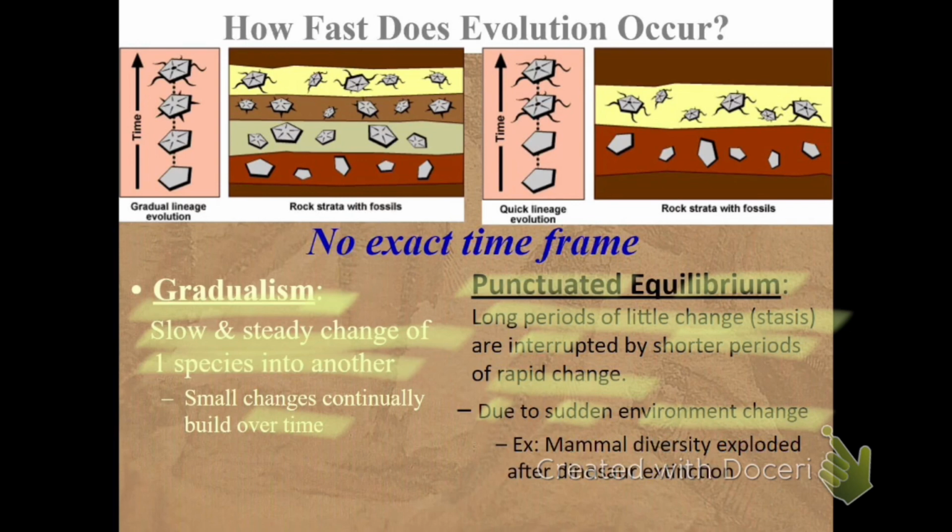So gradualism, slow and steady change of one species into another. This is over time. Punctuated equilibrium, long periods of little change interrupted by shorter periods of rapid change. This one's due to sudden environmental change. For example, the dinosaurs going extinct.